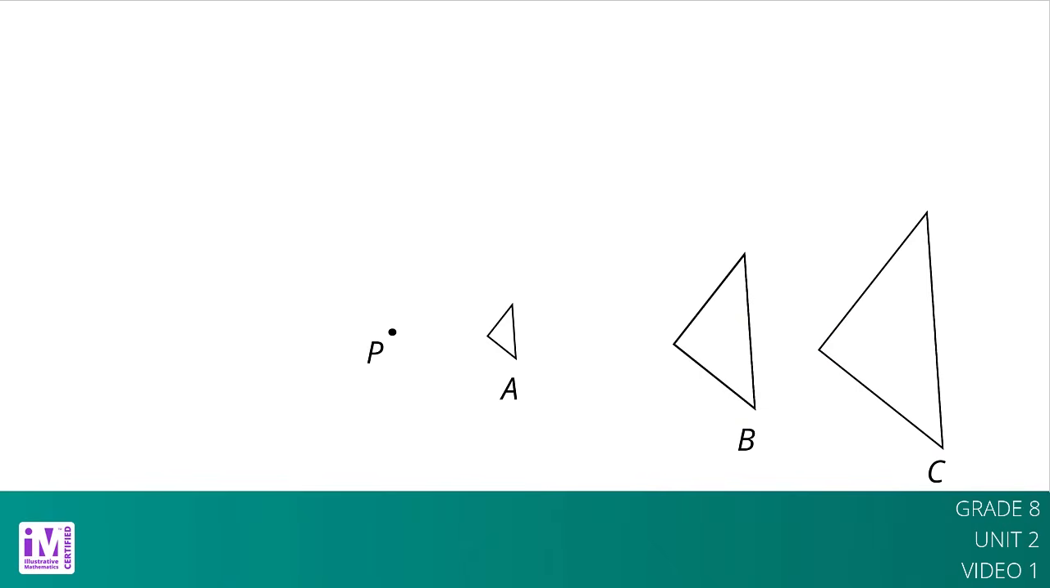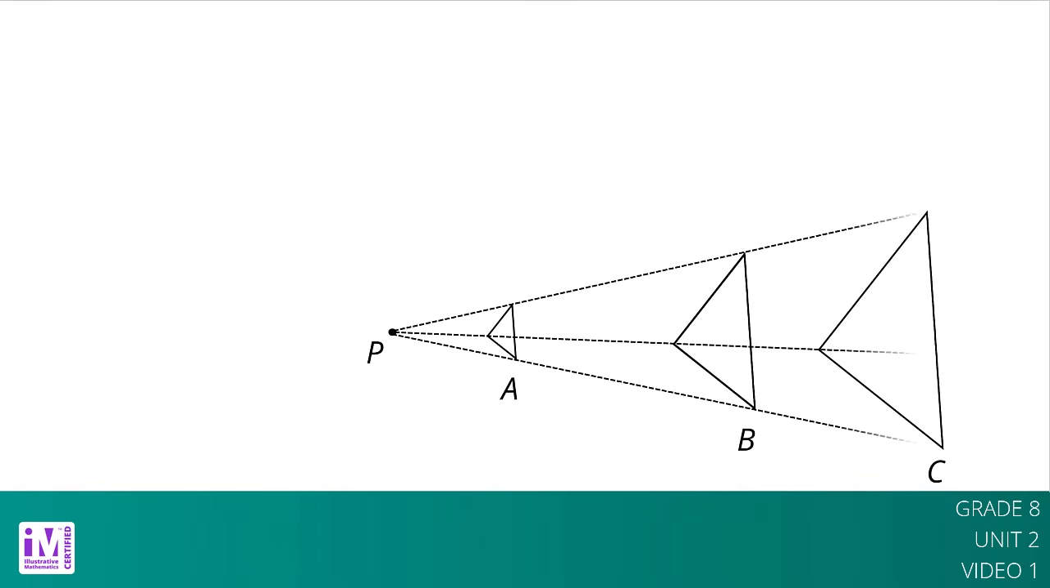Here is a point P and triangles A, B, and C. What do you notice about these triangles? You may have noticed that the three triangles seem to have the same three angles, but are different sizes. Let's add some lines to make the relationship between the three triangles and point P clearer.